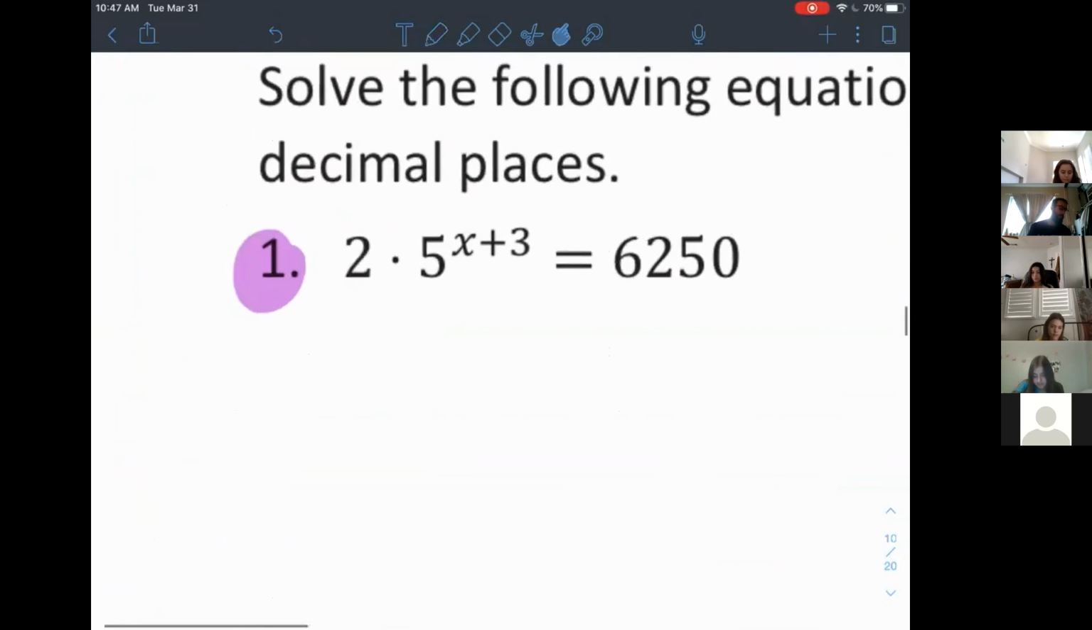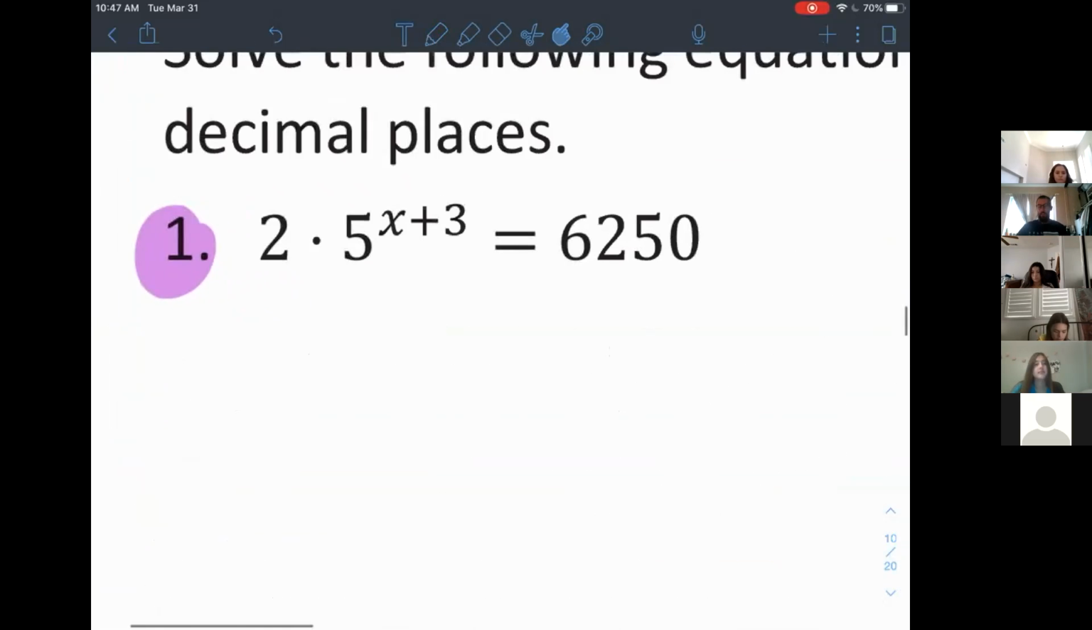Page 256, number 1. All right, the first thing I notice here on page 256, number 1, is my unknown is an x. It's our variable right there. It's buried up in the exponent. So that means to solve for an exponential unknown, I'm probably going to have to use a log at some point, but we'll see.